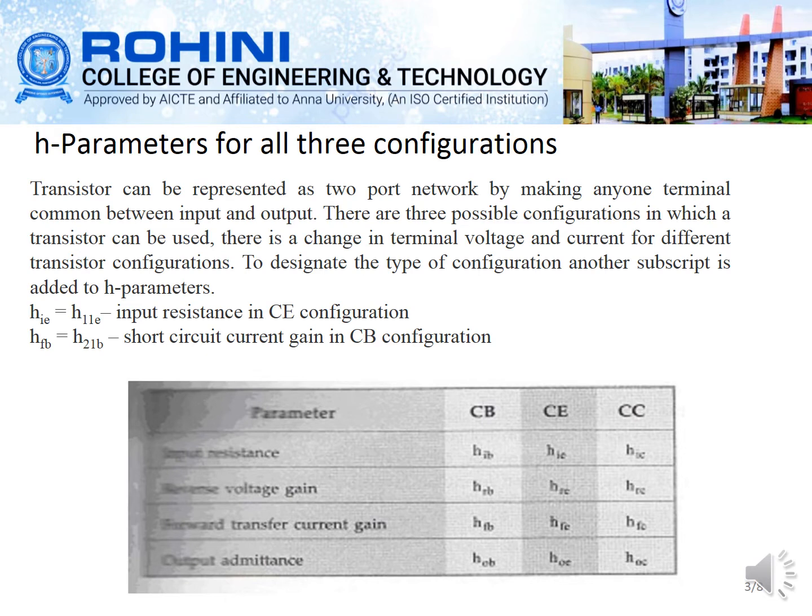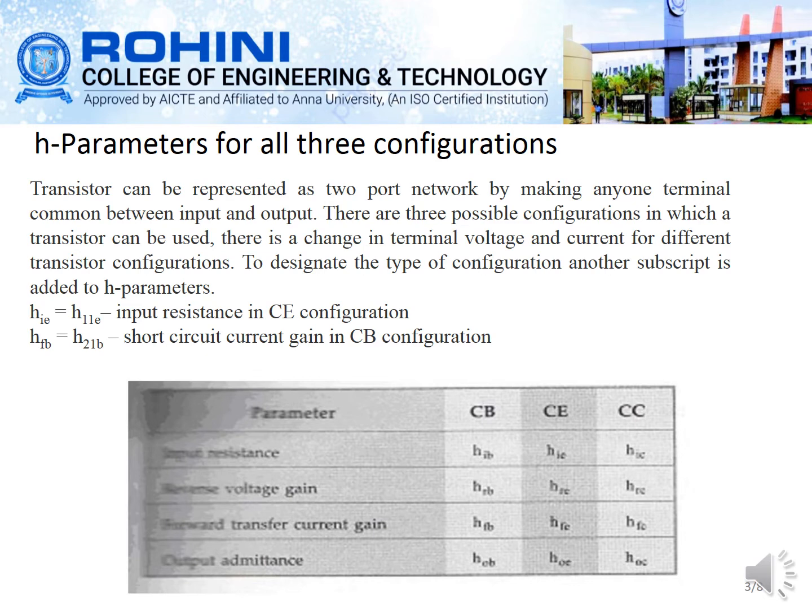common emitter configuration. For the forward current gain, we can write hfb is equal to h21b, the short circuit current gain in the CB configuration. In these parameters, you can see that the input resistance for CB configuration is hib, for CE hie, for CC hic. Then the reverse voltage gain: in the case of CB it is hrb, CE hre, CC hrc. Then the forward transfer current gain: in the case of CB it is hfb, in the case of CE hfe, and in CC hfc.